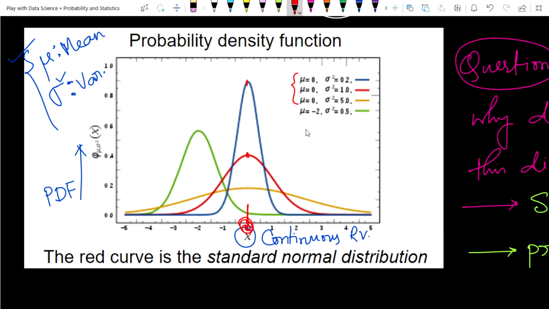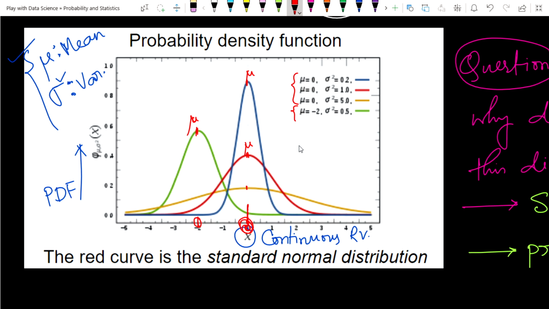Also for the red one, the mean is here, and for the yellow one, the mean is here. But see the green line. Here the mean is -2. That is the -2 point. Here the mean is -2, so for the green line, here it is the mean.